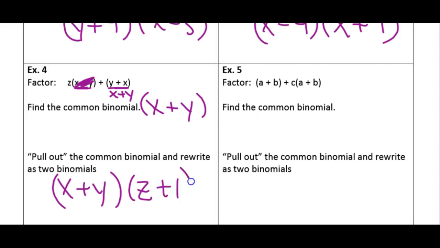It's 1. Another good idea might be if you do have a group that doesn't have something with it, like this had the z with it, maybe to put a 1 in there so you don't forget about that.